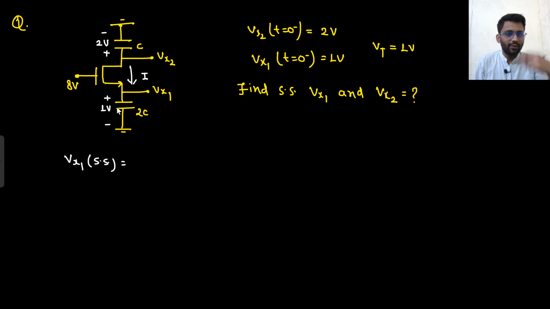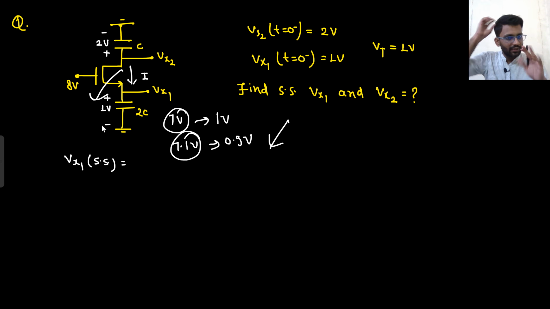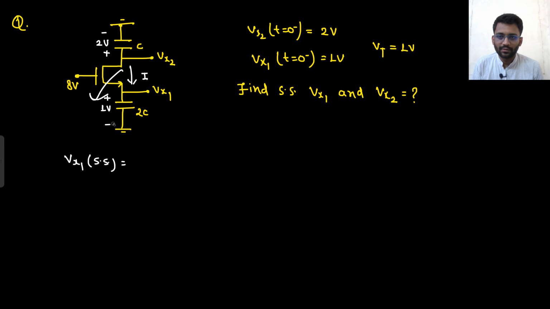It can go to 1, 1.1, 2 volt, 3 volt, 4, 5, 6, 7 volt. When it reaches 7 volt, what is your VGS value? 1 volt. If it is going to 7.1 volt, your VGS value will be 0.9 volt. At that time, your MOS will turn off. And if MOS is turning off, then there will be no further current and the capacitor will hold its voltage. So it will charge up to 7 volt.